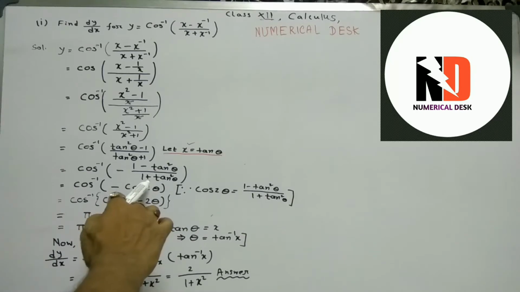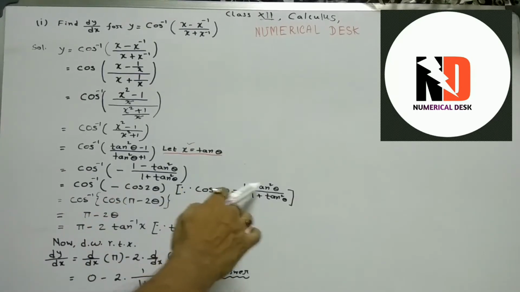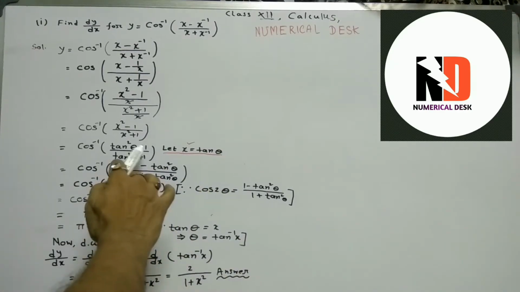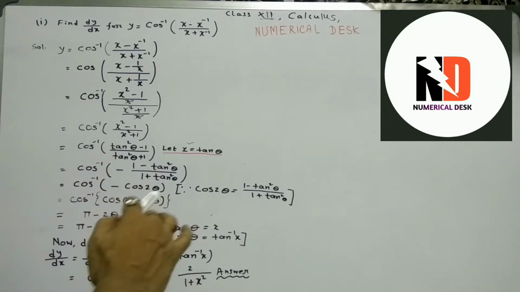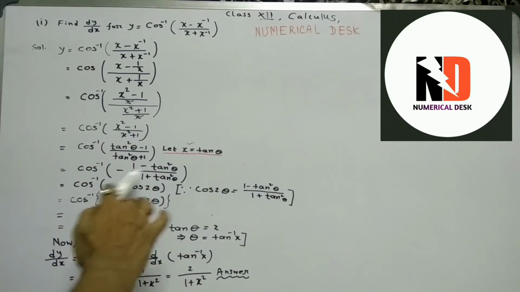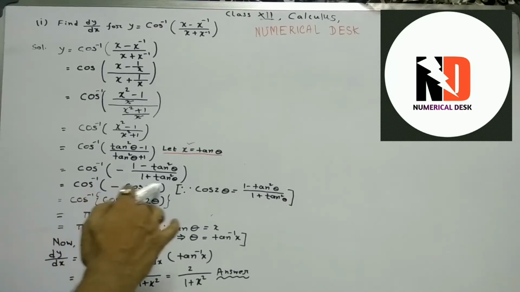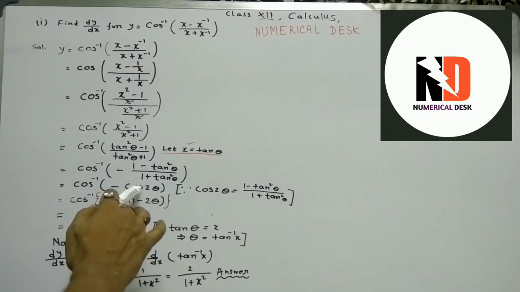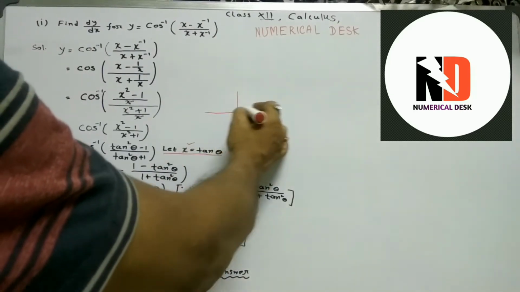So cos inverse of minus (1 minus tan square theta) by (1 plus tan square theta). Tan square theta minus 1, we take minus common and it becomes 1 minus tan square theta. So you know cos 2 theta equal to, from the multiple angle, a very important formula, 1 minus tan square theta by 1 plus tan square theta.